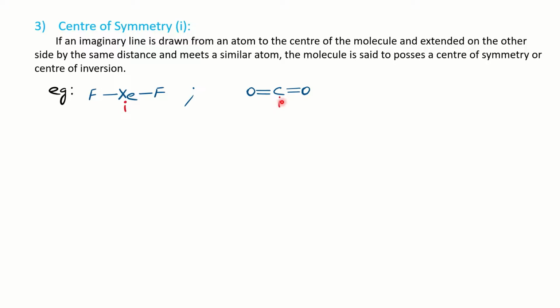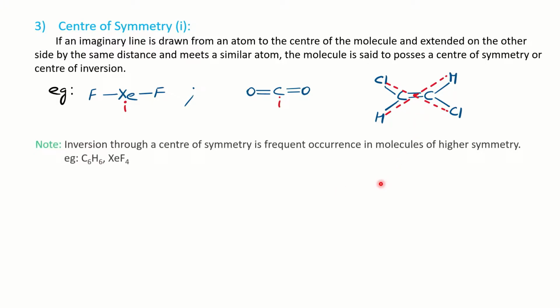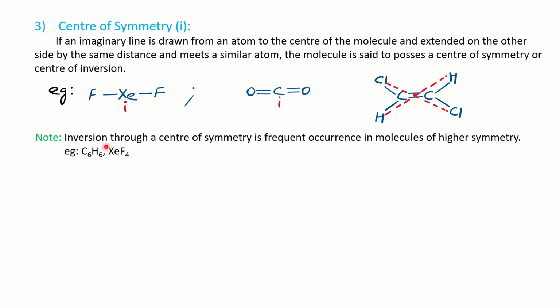Similarly for carbon dioxide, it meets oxygen on one side, also on the other side oxygen, so it has a center of symmetry. If you take trans dichloroethylene, you can see the center of the molecule is between the C double bond C, and if you draw an imaginary line, it meets chlorine. On the other side, at a similar distance, it meets chlorine. And similarly for hydrogen, so it possesses the center of symmetry. This is also called inversion, therefore it is represented by I.